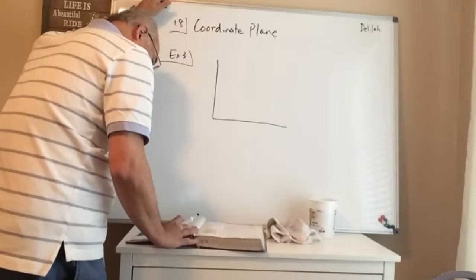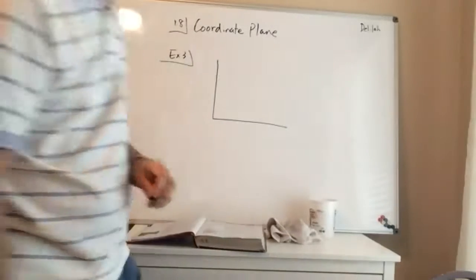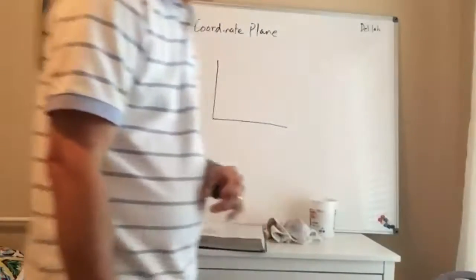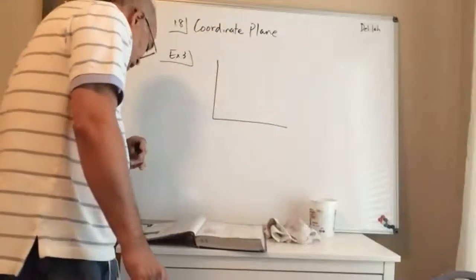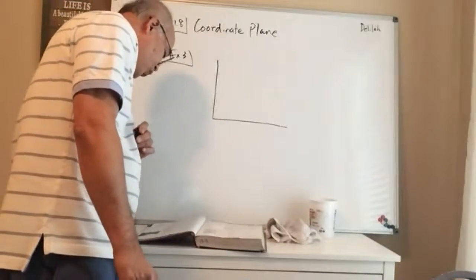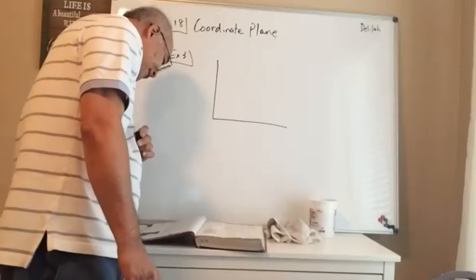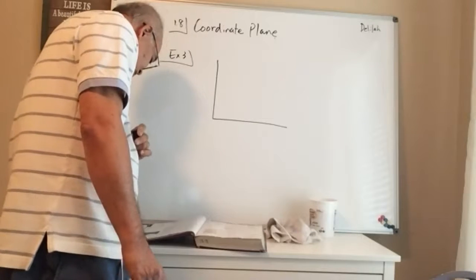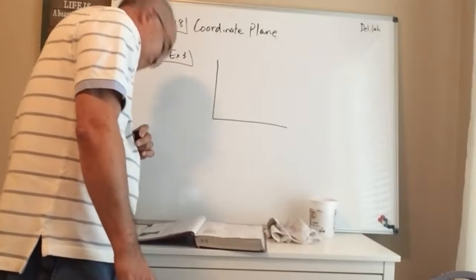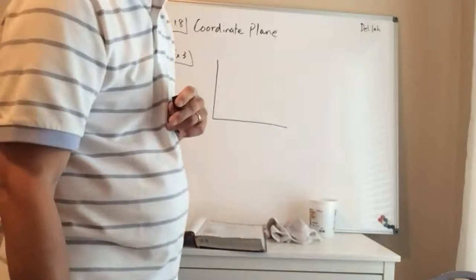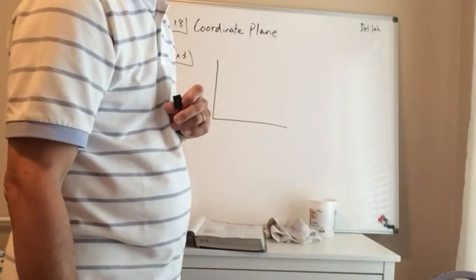Can anyone tell me what my smallest length is in that scatter plot or the plot that we're going to make there? AJ, what is the smallest length or the shortest length, I guess? AJ, are you there?